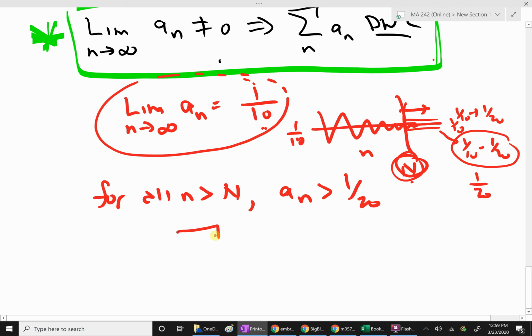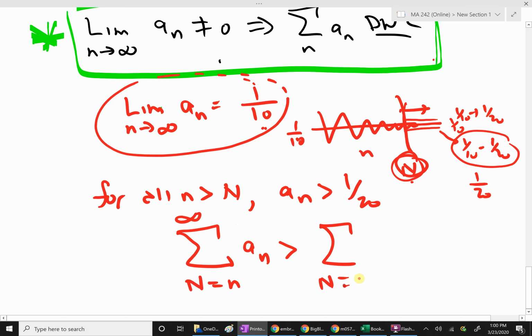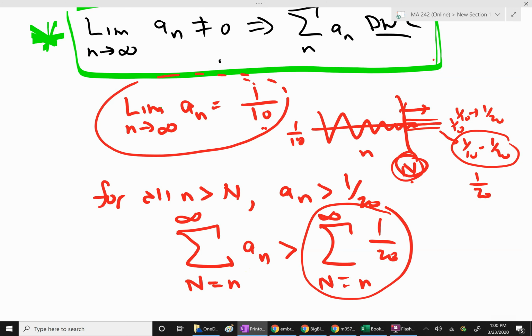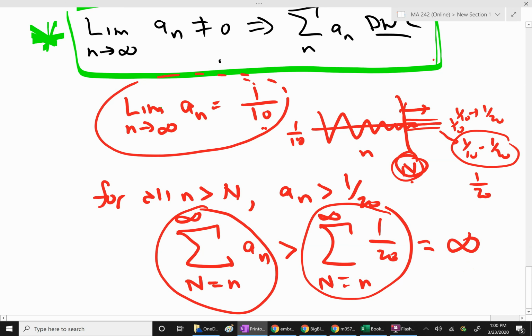Well, if I sum all these terms up, let's just totally forget about the series. Let's just start at capital N and go to infinity. This means that this is going to be greater than this infinite series. In other words, if I summed up 1/20 an infinite number of times, this infinite series is greater than that. What is this infinite series right here? If I sum up 1/20 an infinite number of times, what do I get? Well, if you sum it up enough times, it's going to become infinite. Notice that a number, no matter how small, if you sum it up an infinite number of times, you're going to get infinity. So this is what tells me this infinite series has to become infinite.